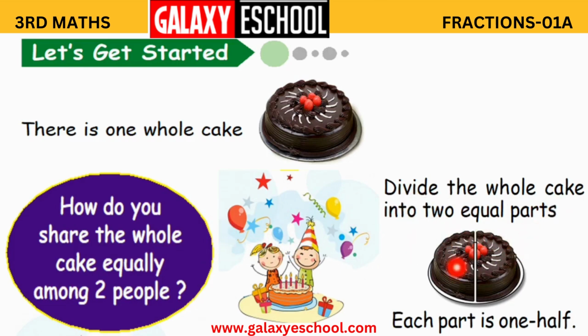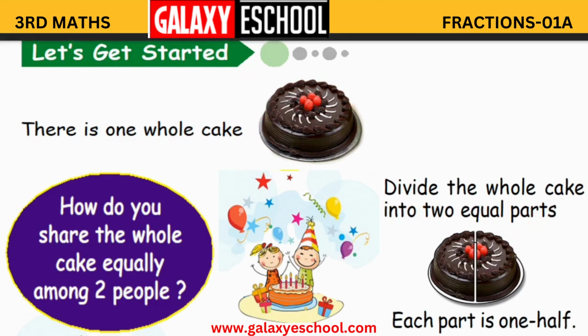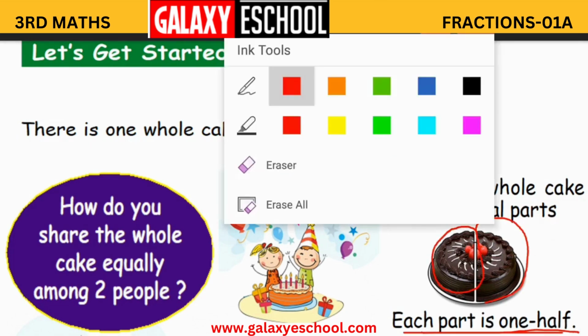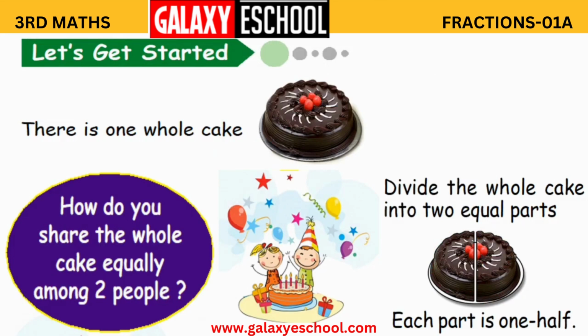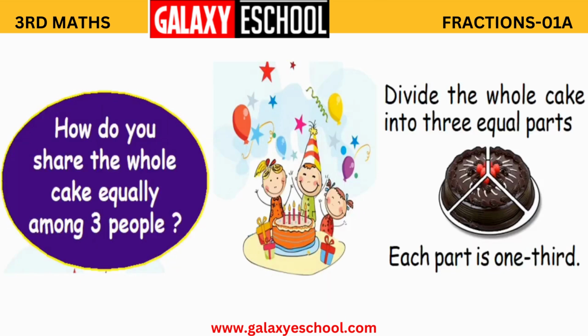Each part is 1/2. Yes. So what did we do? We will divide the whole cake, whole here means the complete cake, into two equal parts. And each part is 1/2. What will we say? We'll say that let us take this cake half. So what does that mean? When we divide the cake into two equal parts, each part is called a half, 1/2.